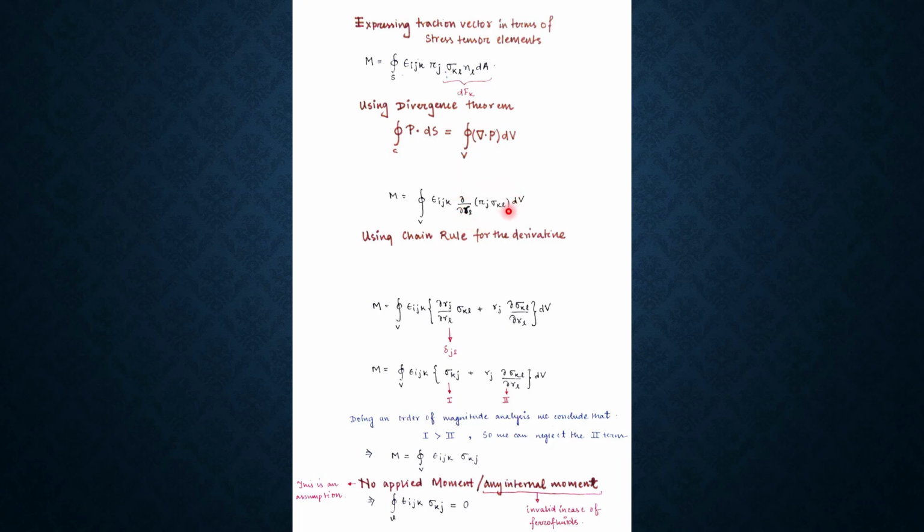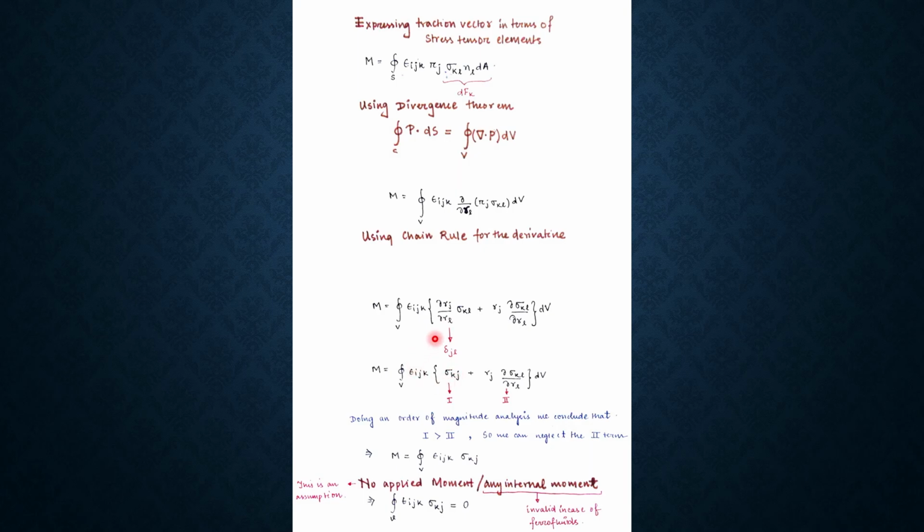Now for this term that I'm marking, we use the chain rule for the derivative and write it as epsilon ijk, del rj by del rl sigma kl plus rj del sigma kl by del rl, into dV. Now this del rj by del rl is like this, delta jl. That is, when j and l are equal, it will be 1. Otherwise it will be 0, because rj and rl won't ever be dependent on each other. They are just independent direction vectors.